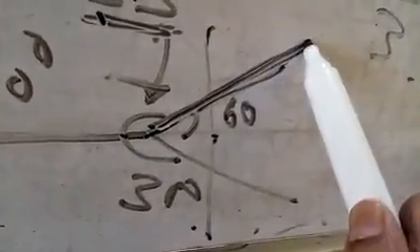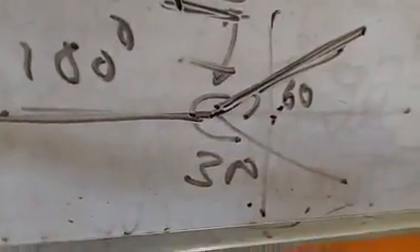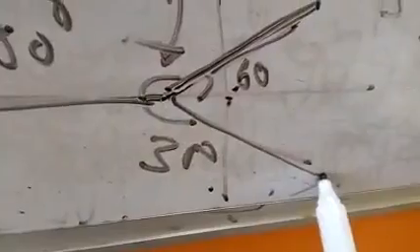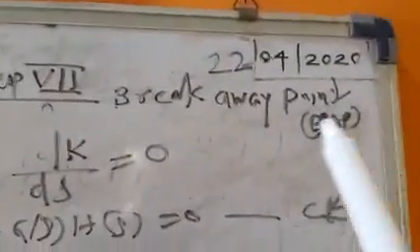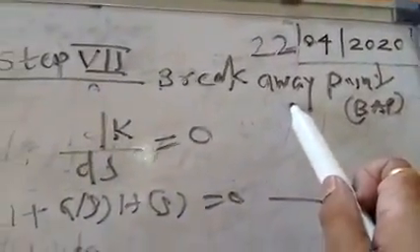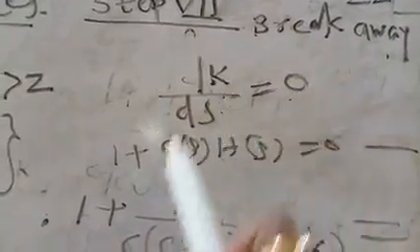So first draw the first asymptote with the angle of 60, the second asymptote with the angle of 180, and the third asymptote with the angle of 300. The next step is the breakaway point. How to determine the breakaway point? The formula is dK/dS equal to 0. K is nothing but the gain.